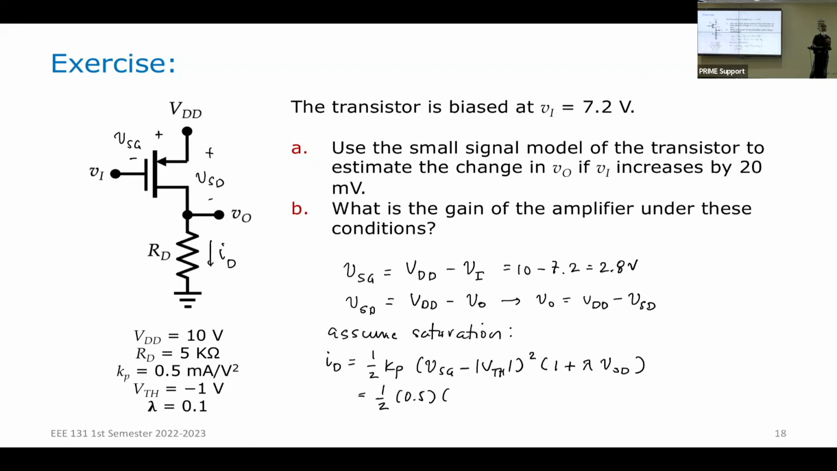Okay, 2.8 minus the absolute value of VTH. This is going to be 1.8 squared, times 1 plus 0.1 times VSD. That's ID. But ID is also equal to V sub O over RD. But V sub O is VDD minus VSD. So ID is also equal to 10 minus VSD all over 5K.